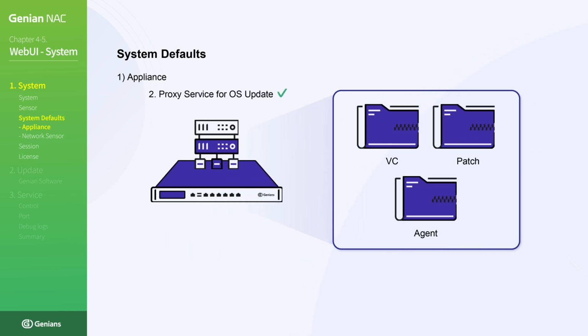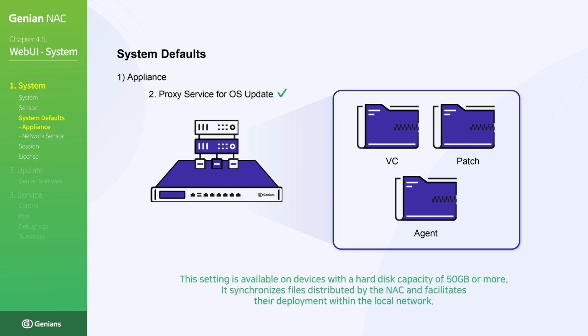The Proxy Service for OS Update section configures the network sensor to function as a deployment server. This setting is available on devices with a hard disk capacity of 50 GB or more. It synchronizes files distributed by the NAC and facilitates their deployment within the local network.